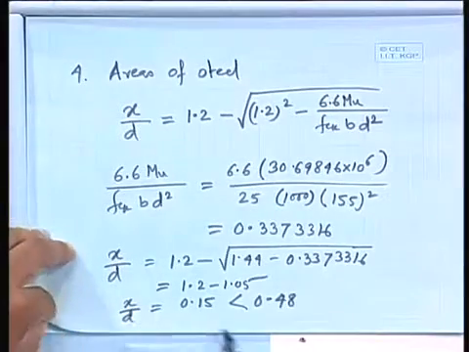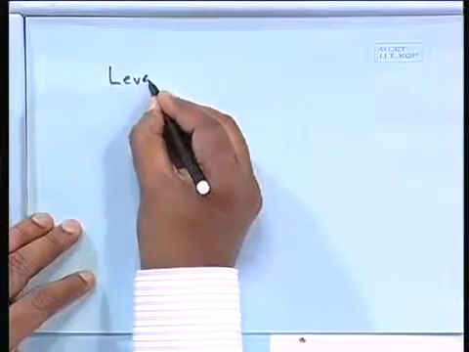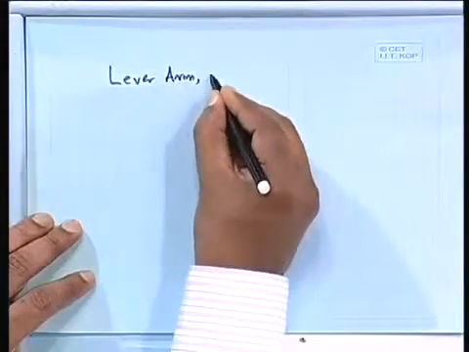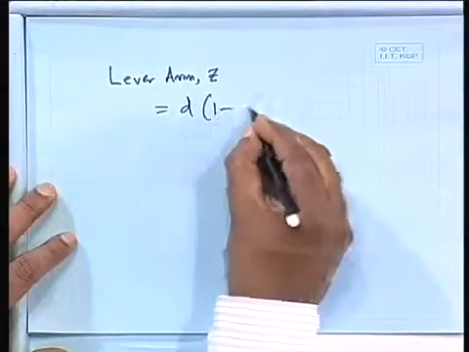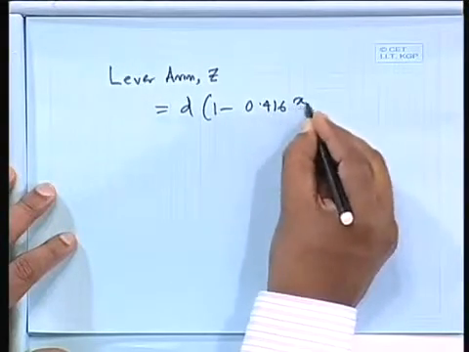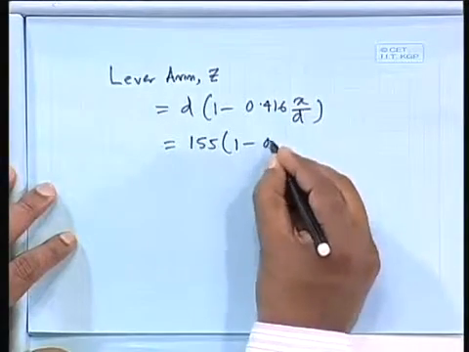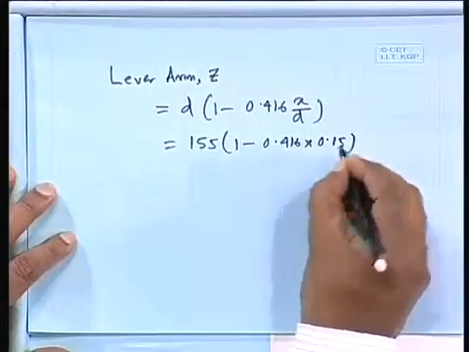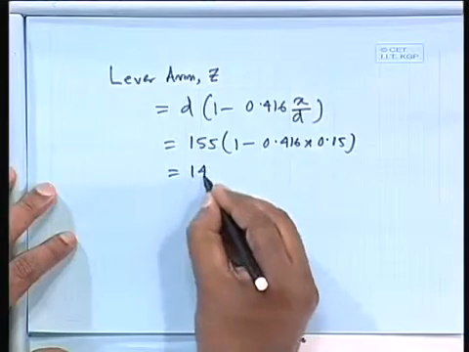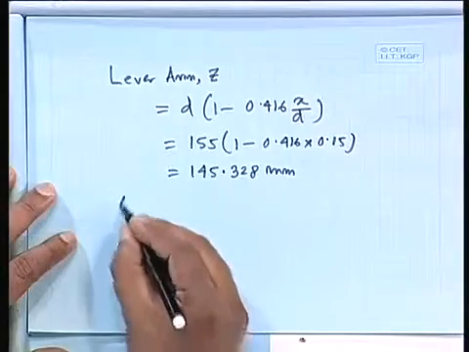So here we have to check whether x by D is coming within the limit or not. Now let us find out the lever arm. Lever arm Z equal to D into 1 minus 0.416 x by D, equals 155 into 1 minus 0.416 times 0.15, which comes as 145.328 millimeter.